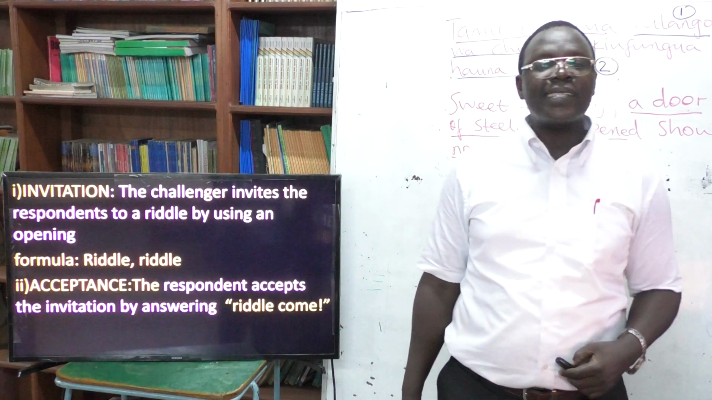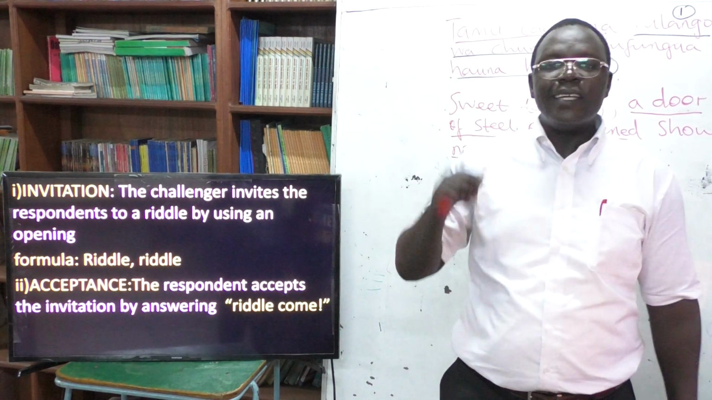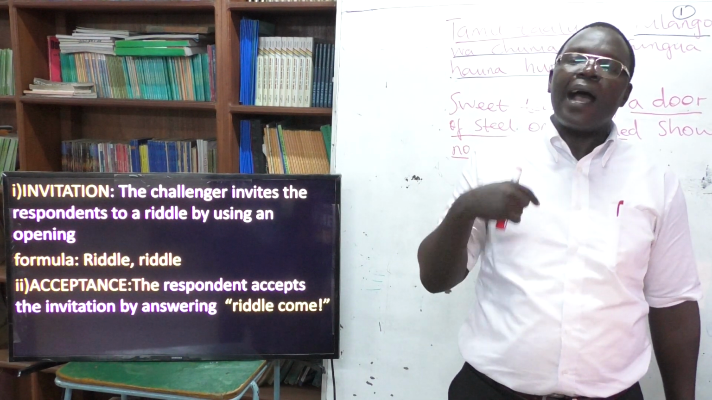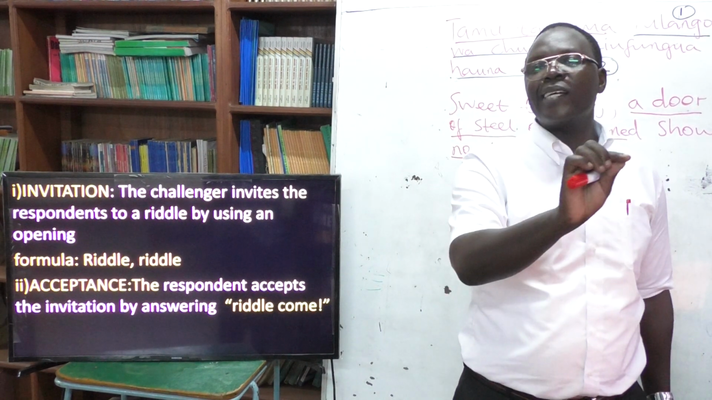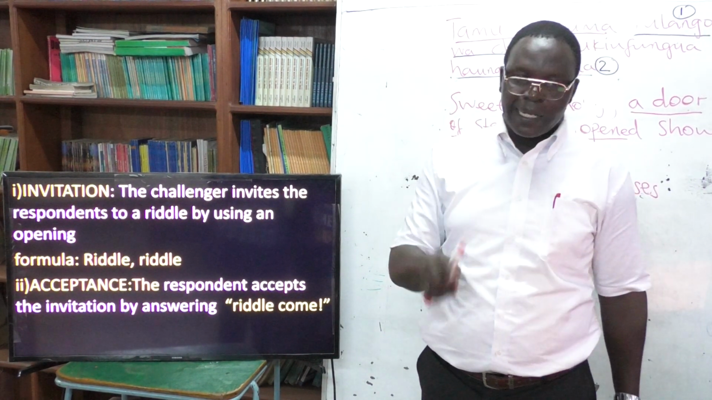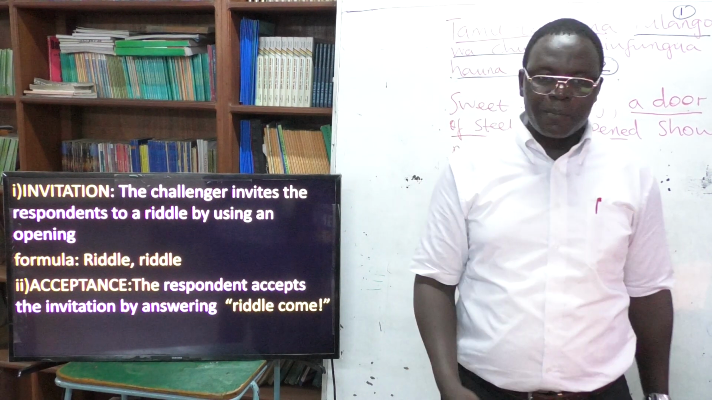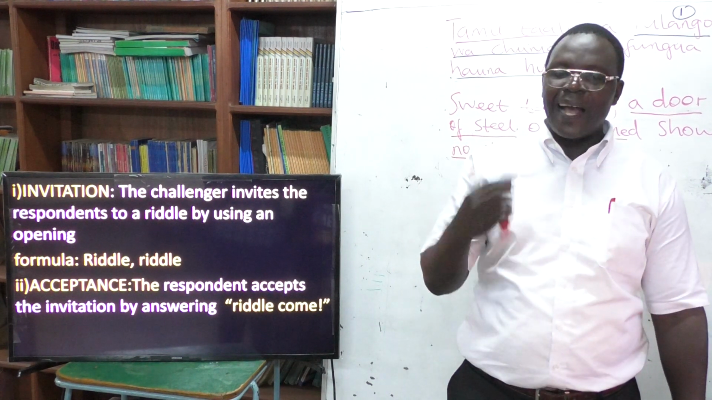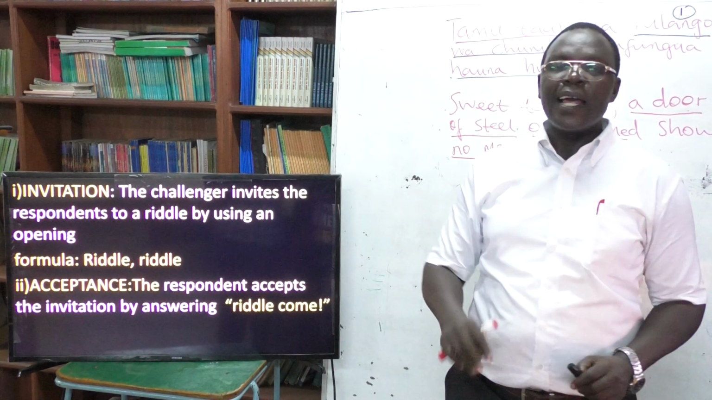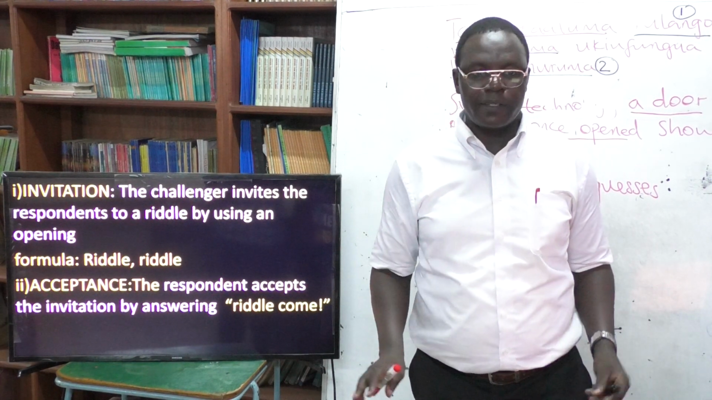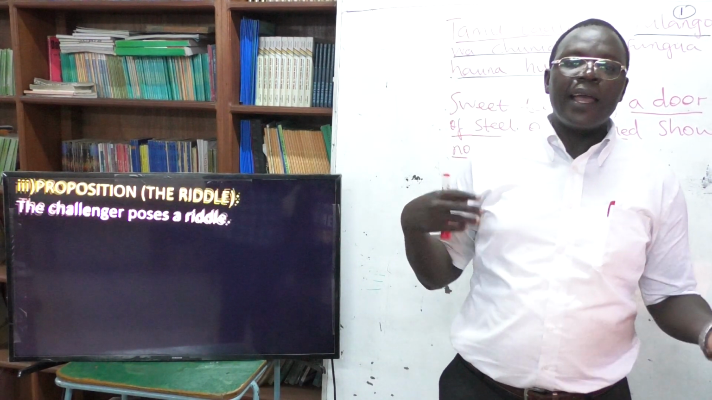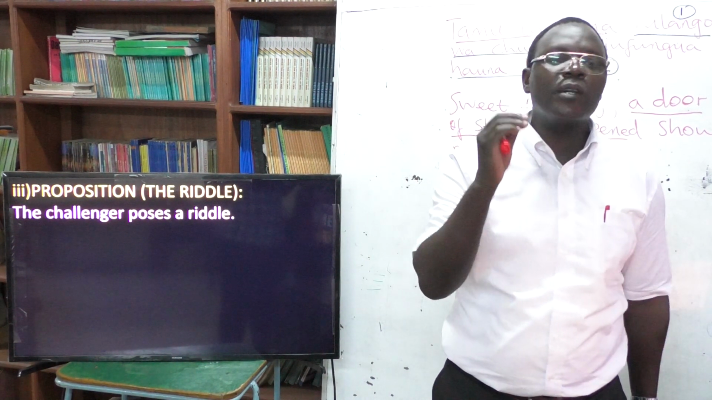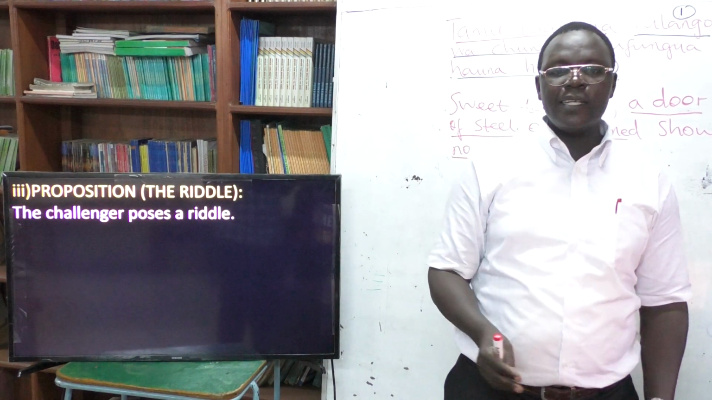Like you've seen in the first cases, invitation. The challenger invites the respondents to a riddle by using opening formula. And then you illustrate that opening formula there, riddle, riddle. Then you go to the second, acceptance. The respondent accepts the invitation by answering, riddle, come. If you do that, your answer is perfect. And you come to the third stage, proposition, from the word propose. That is the riddle.